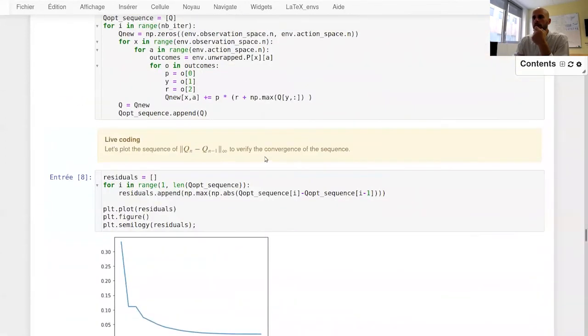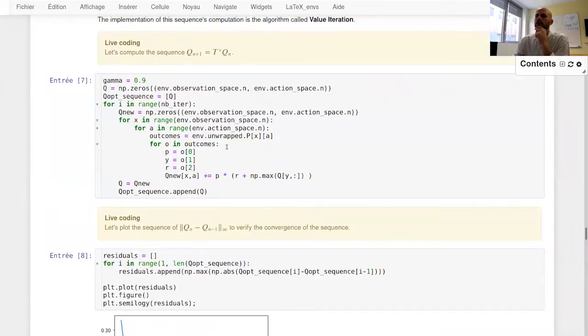So let me display the code again. So this is the code of value iteration.